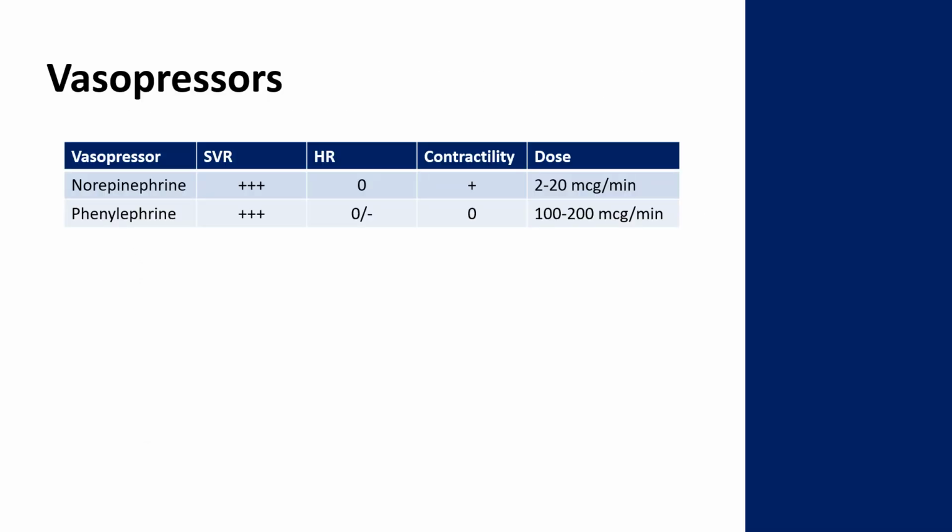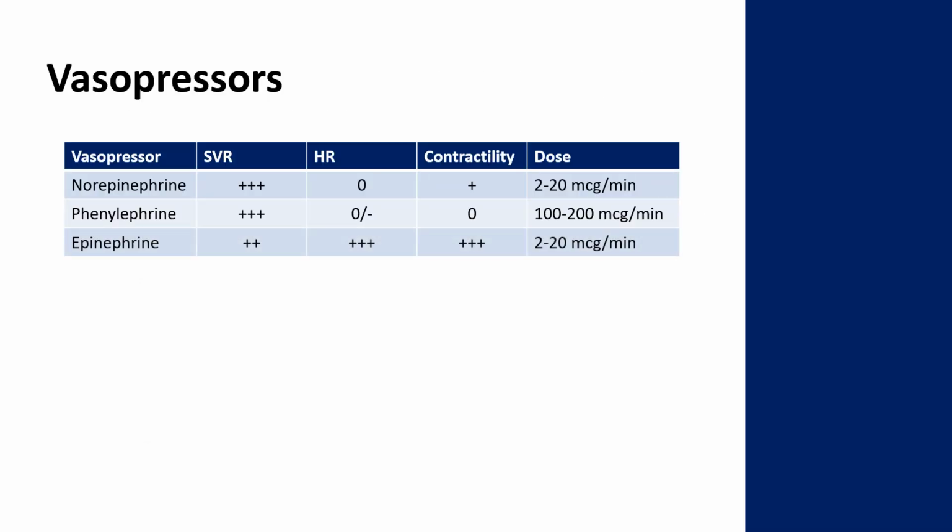So the next vasopressor to talk about is epinephrine, and you'll remember this one from treatment of anaphylaxis. And if you look at the table, you'll see that its properties are quite a bit different from norepinephrine and phenylephrine. In the first place, with respect to systemic vascular resistance, it's still got some peripheral squeeze, but it's just not quite as strong. And where it really shows a difference is in its impact on heart rate and contractility, where the effects are a lot more pronounced.